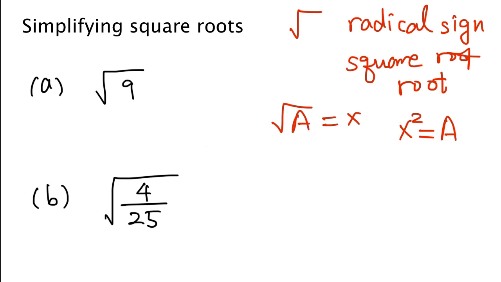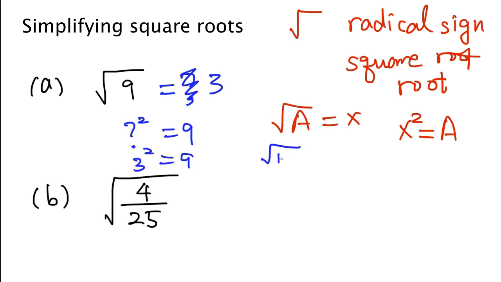So if you look at this example, square root of 9, what is square root of 9? Well, which number squared equals 9? Well, 3 squared is 9. So square root of 9 is 3. What about, for example, square root of 16? 16 is 4 squared, right? 16 is 4 squared, so square root of 16 is 4.